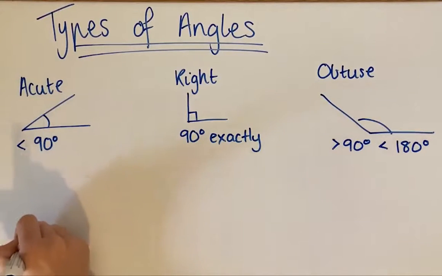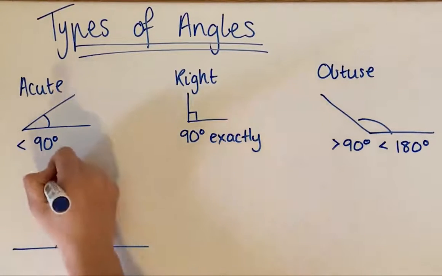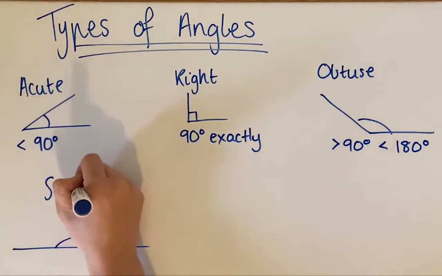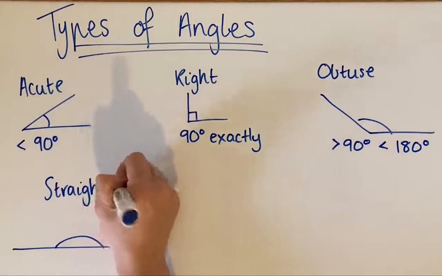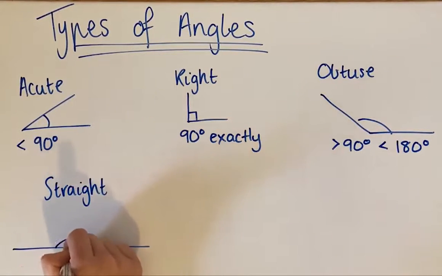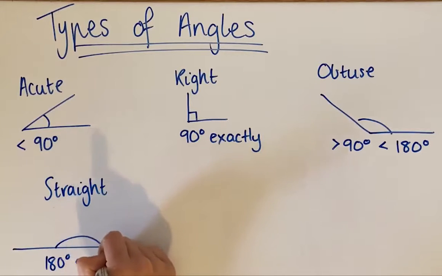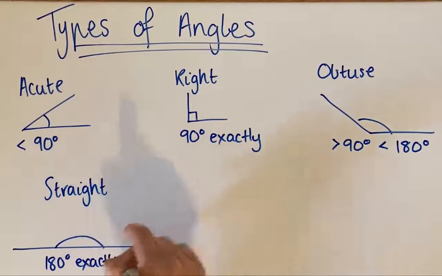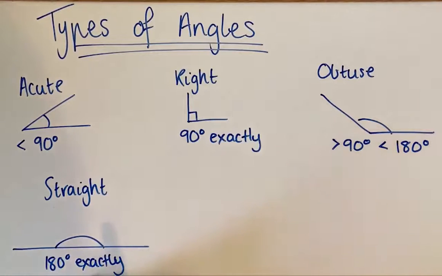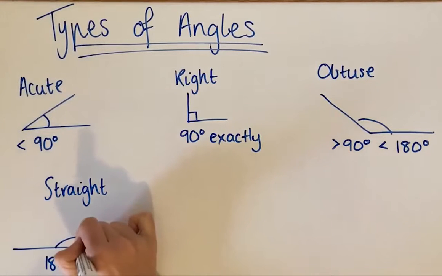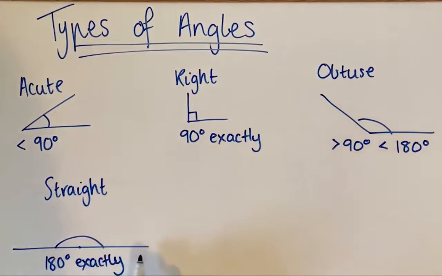Because once you get to 180 degrees, exactly, that's what we call a straight angle. Okay, so they're 180 degrees exactly. So much like a right angle, it needs to be exact for it to count. And you can see it's called a straight because it looks straight.